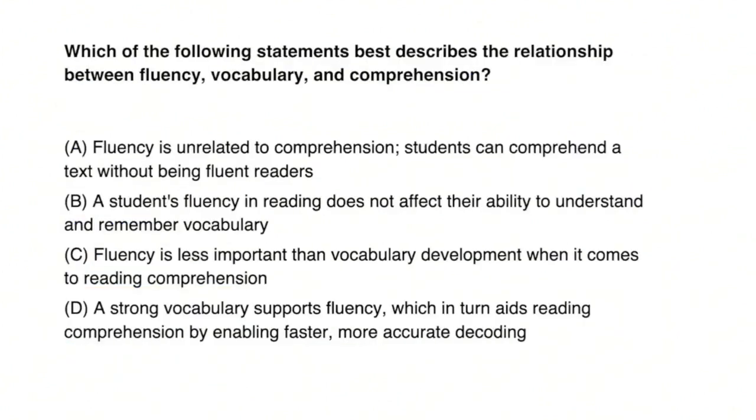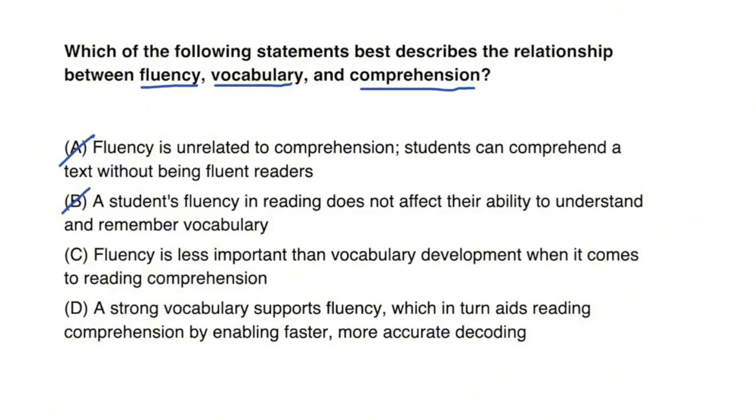Which of the following statements best describes the relationship between fluency, vocabulary, and comprehension? A. Fluency is unrelated to comprehension. Absolutely false. Students can comprehend a text without being fluent readers. We can go ahead and slash the trash on that one because that is not one of our components of reading and the way that it works. B. A student's fluency in reading does not affect their ability to understand and remember vocabulary. That's definitely false because fluency and vocabulary work together to help build a fluent reader.